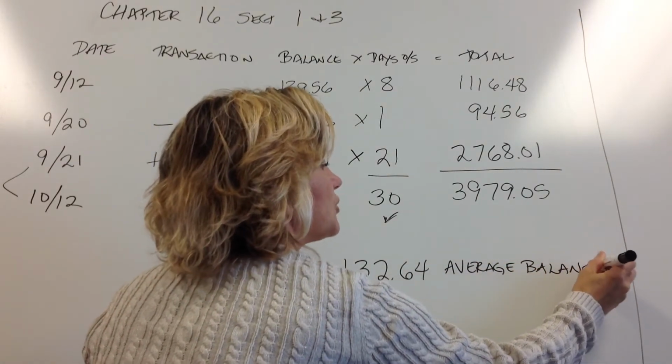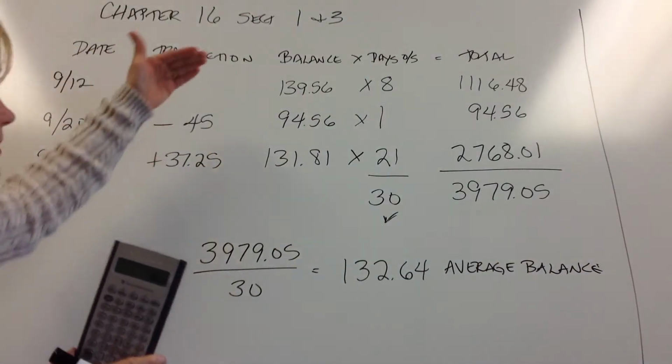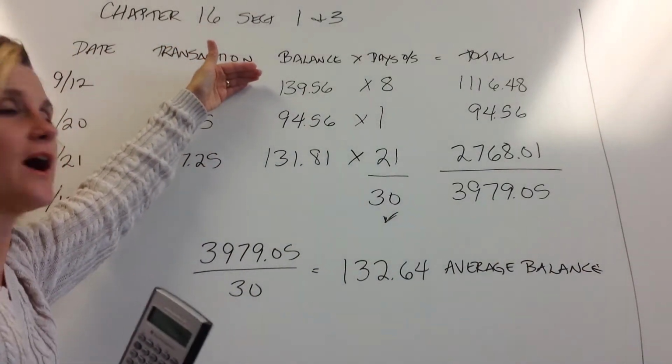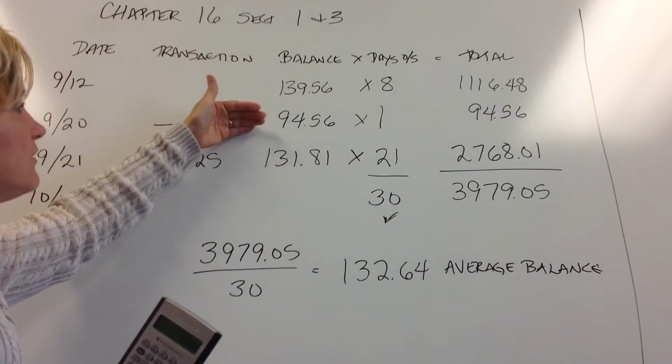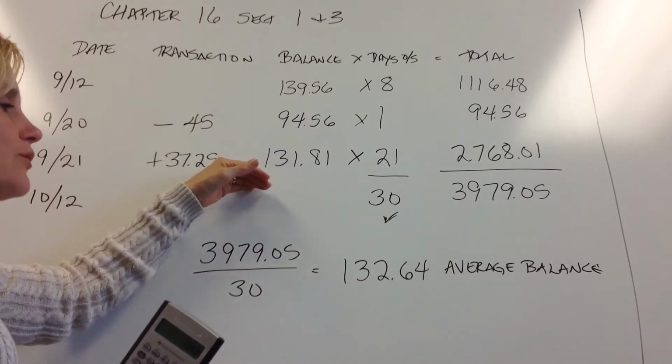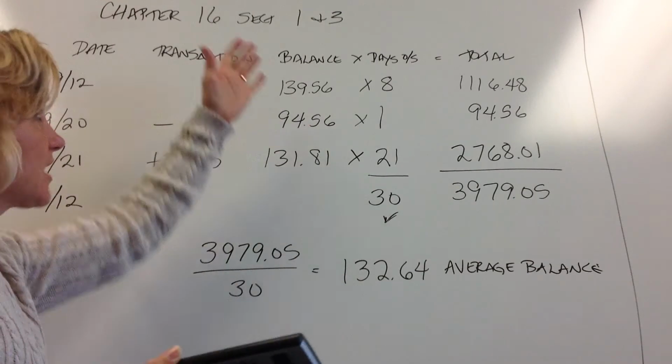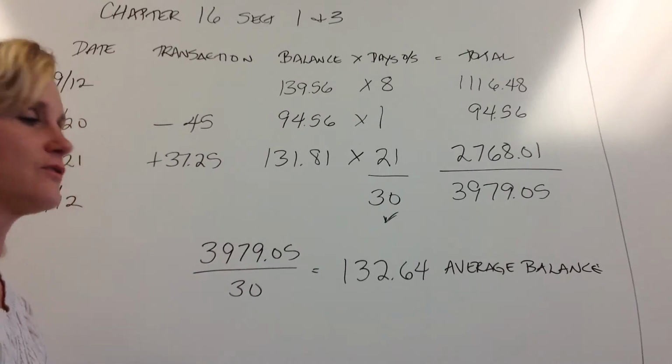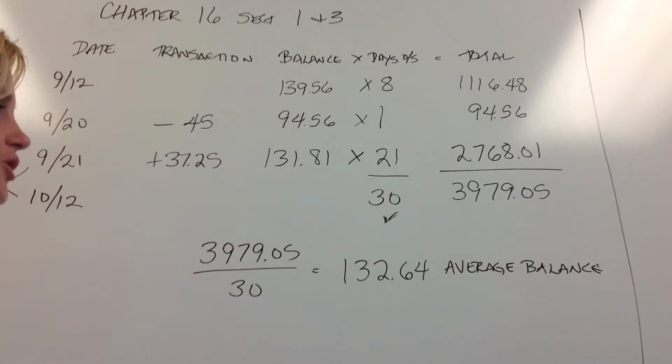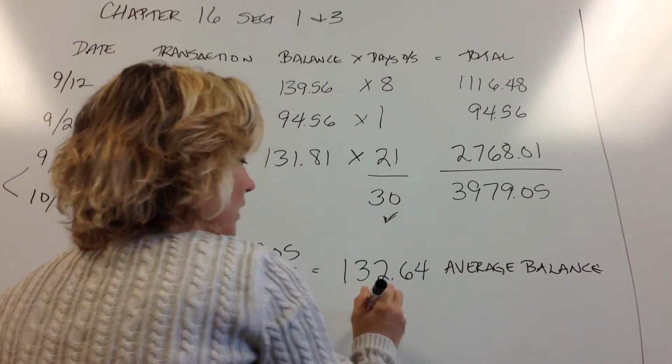And then always double check that. Look at it and say, okay, my balance started at $139, dropped down to $94, and then went back up to $131. Just eyeballing it, that looks like the correct average. That looks like a fair amount to charge me. And then that is what they use it for.